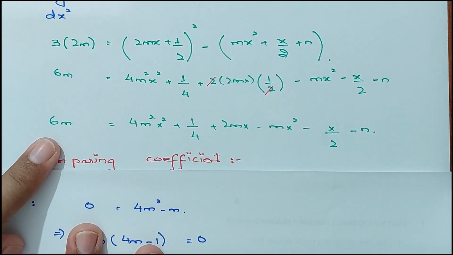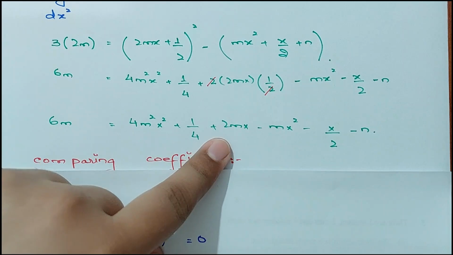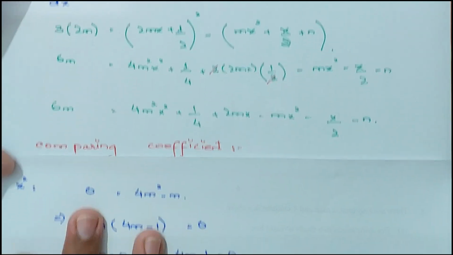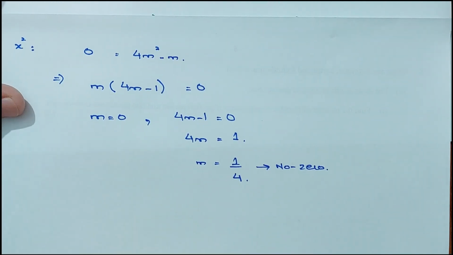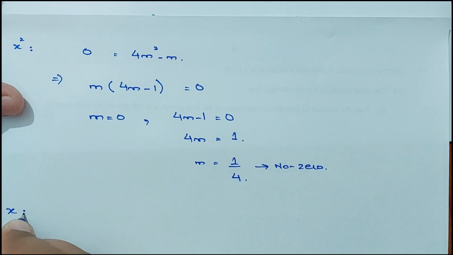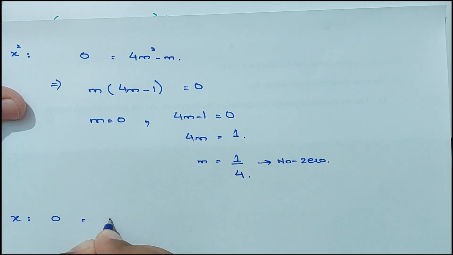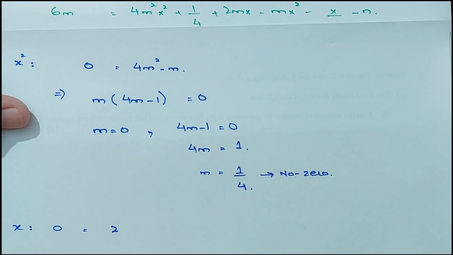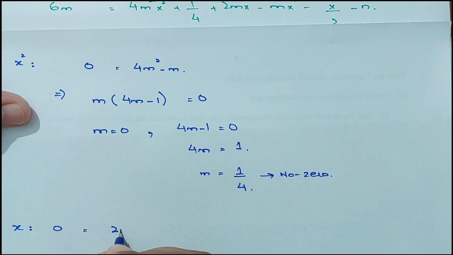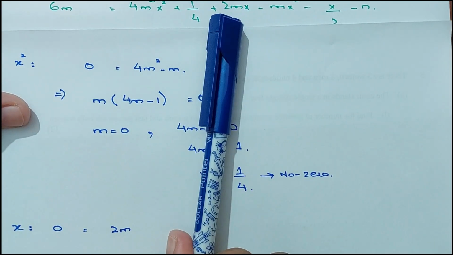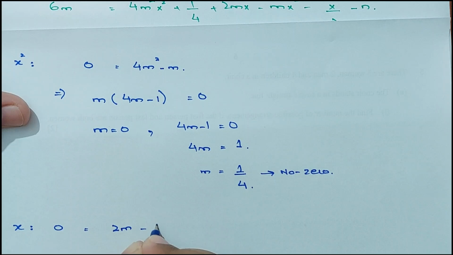Here again the x coefficient is 0. The x coefficient is 2m and minus 1 by 2. Right, let me do this. Comparing coefficients of x. Here the coefficient of x is 0, and on the other side we have 2m as the coefficient. Yes, 2m is the x coefficient and minus 1 by 2 is the x coefficient.